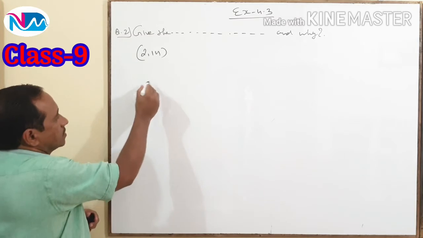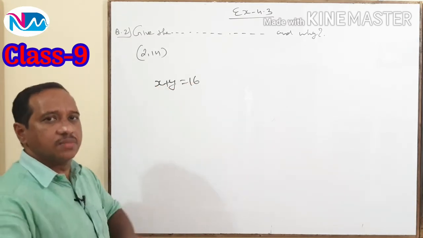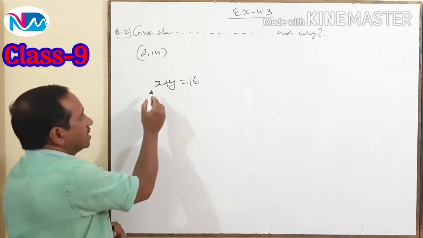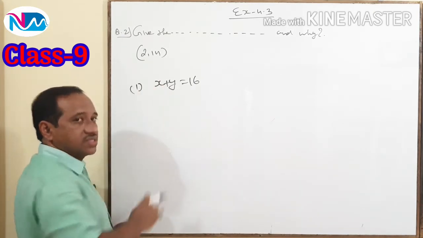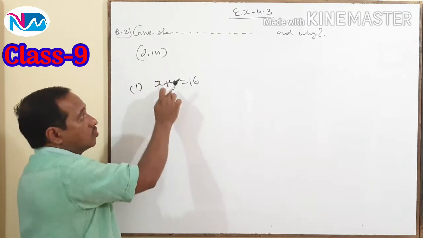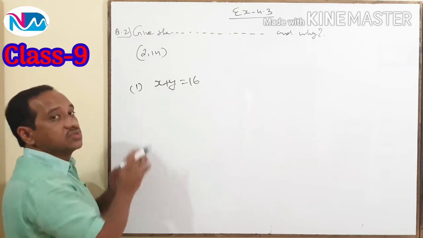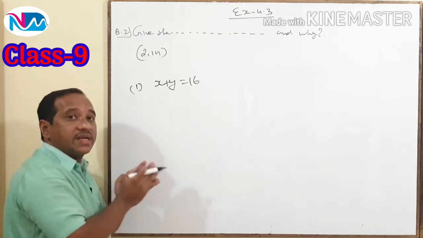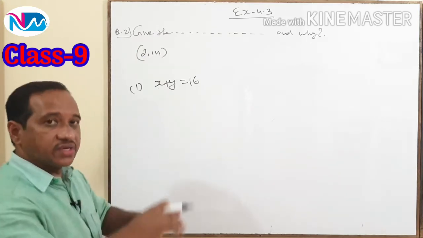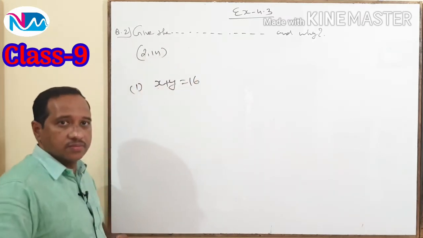For example, x + y = 16. It is a very simple equation. If I write x + y = 16, and if you replace x with 2 and y with 14, you will get 2 + 14 = 16. So this is an equation of a straight line passing through the point (2, 14).